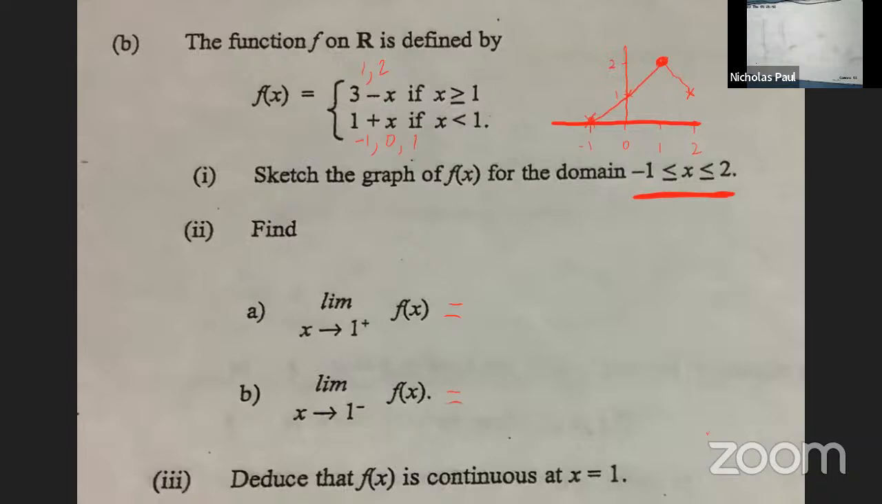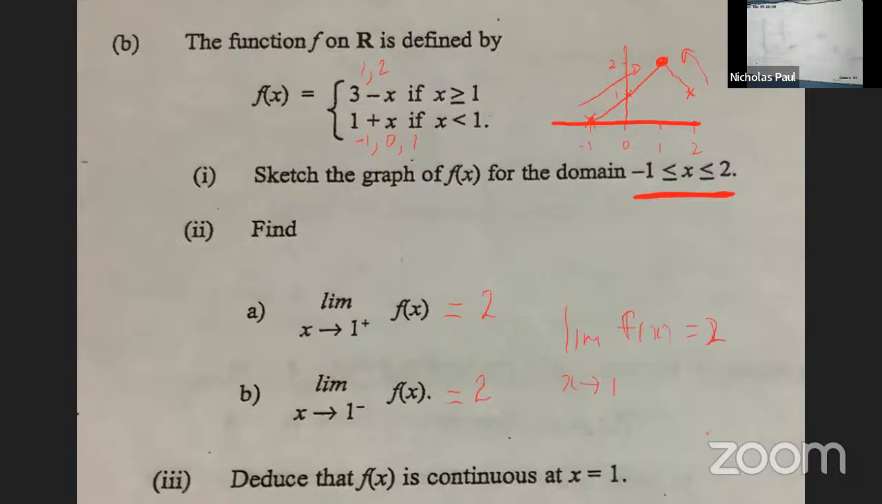Right, so the answer is 2. As you approach from the right and as you approach from the left, the answer is also 2. Are they the same? Yes, so the limit exists, right? So the limit as x approaches 1 of f of x is 2.